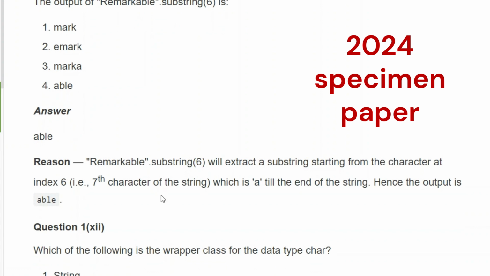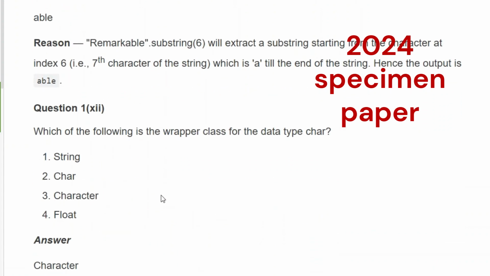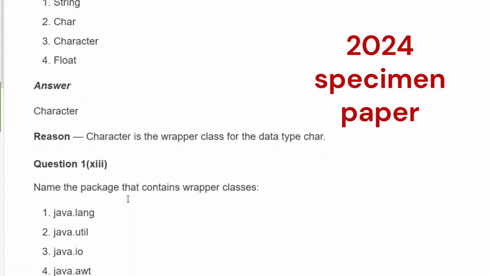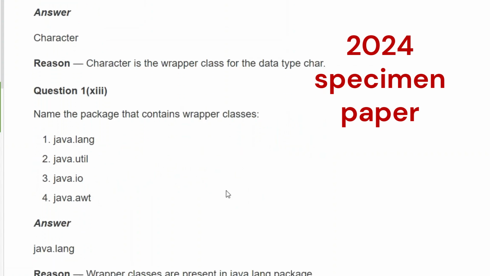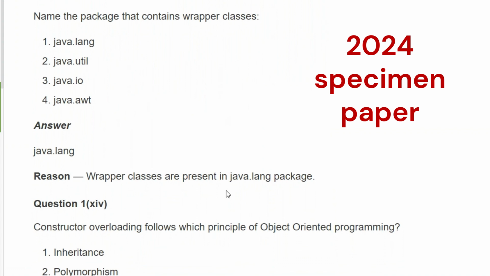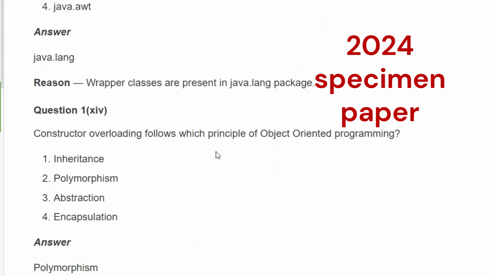Which of the following is the wrapper class for the data type char? For data type char, Character is the wrapper class, with capital C. Name the package that contains wrapper classes. Java.lang is the package that contains wrapper classes. Constructor overloading follows which principle of object-oriented programming? Constructor overloading follows polymorphism, meaning same name, different function.